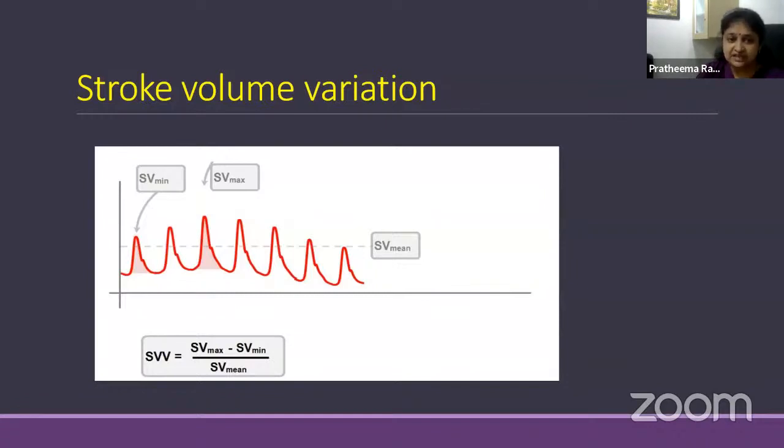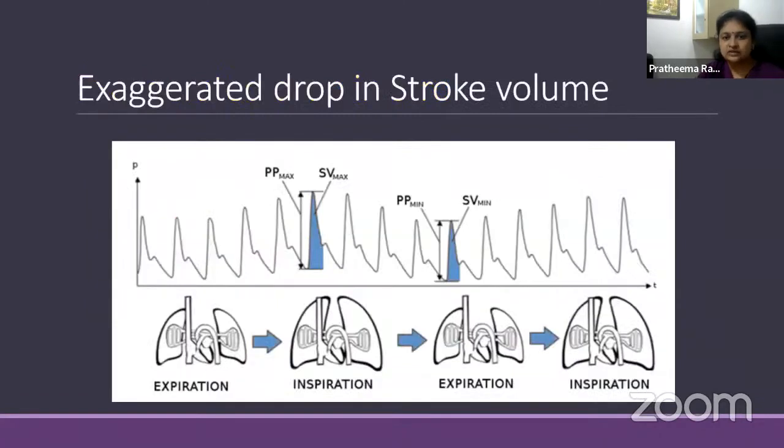That is the stroke volume variation. If it is very exaggerated, then there is going to be more response because it has much space to do that, and we have space to fill the patient. That's what is interpreted. There will be an exaggerated drop in the stroke volume, and that is what we call the stroke volume variation.